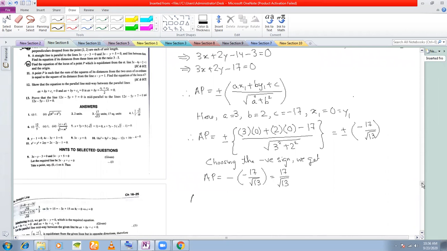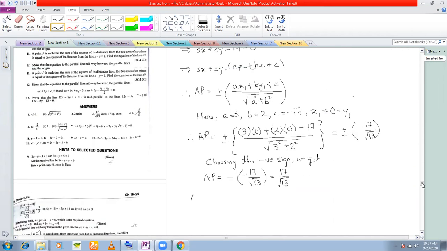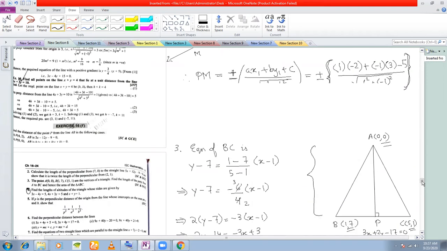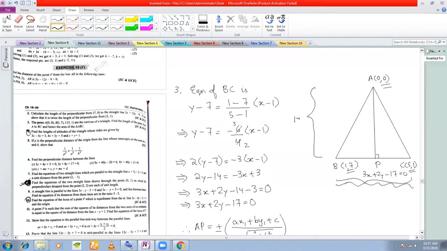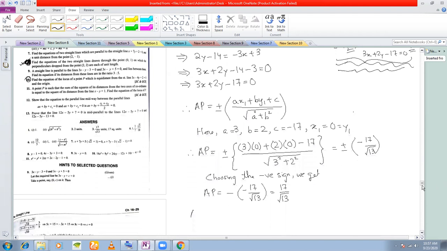First of all, if I take BC as my base, then this becomes my height, AP, whose length we have calculated. What is the length that we have calculated here? 17 by root 13. So clearly the length of this is 17 by root 13. We only need to find the length of the base here, BC. So by the distance formula, we can find BC. So let us find BC.